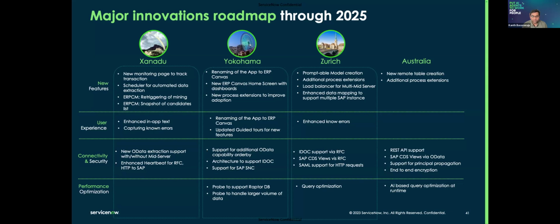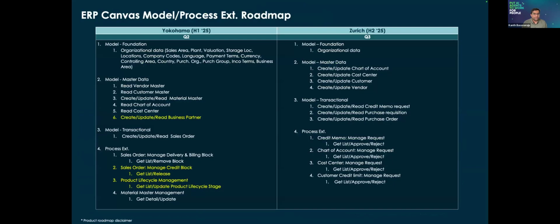And starting from Zurich, we will have Gen AI for model creation. So the model creation that Artem showcased earlier, you can do that through a prompt. You can say, hey, ERP Canvas, bring me customer master information from SAP married with invoice information. And then it will know which tables to put together, which tables to join together, and then it will build a model. So it's like Now Assist for spoke generation, but with ERP Canvas. Wow, that's amazing. Yeah.